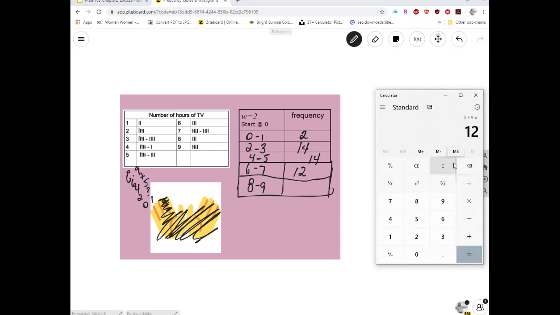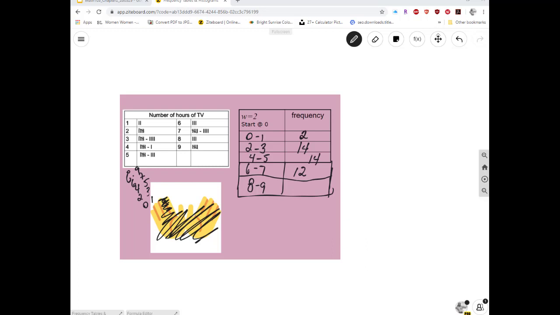From 8 to 9, I have 3 people that watched television 8 hours in a week, and I have 5 people that watch television 9 hours in a week, and that comes out to 8. Now this is the same people, right? We're just using the data a little bit differently.